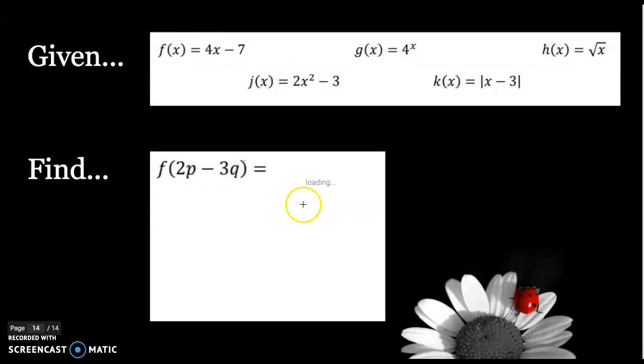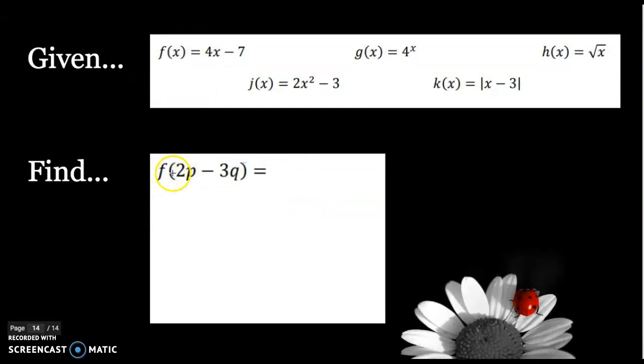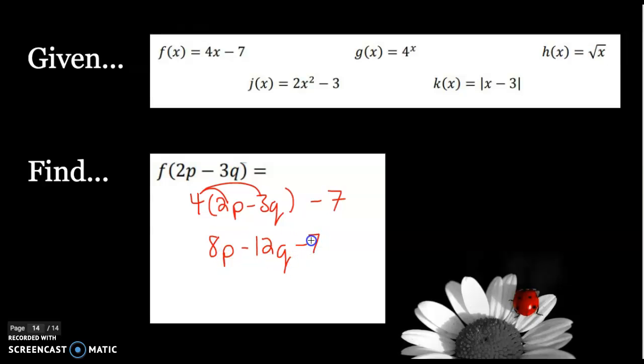All right, last one. We're finding f of 2p minus 3q. Okay, so I'm going to move down here because it's got a lot that I have to write in there. So I have 4, and then your input stuff minus 7. And my input stuff is my 2p minus 3q. Make sure to go ahead and distribute that 4. So I get 8p minus 12q minus 7. Can I simplify any more? Are there parentheses? No. Are there like terms I can combine? No. So we are all done.